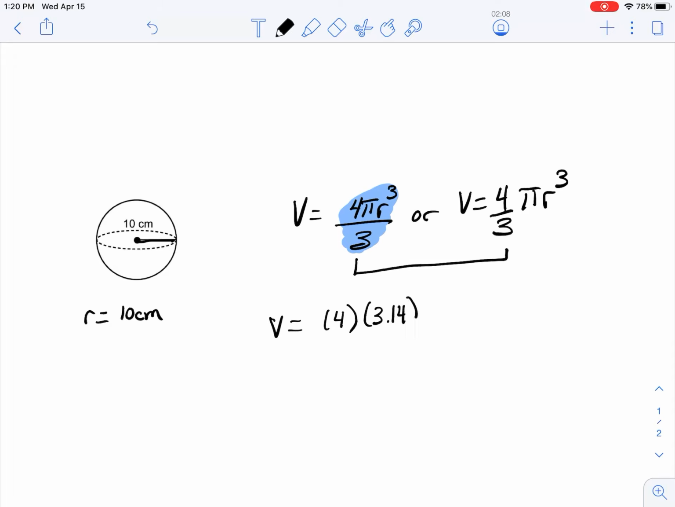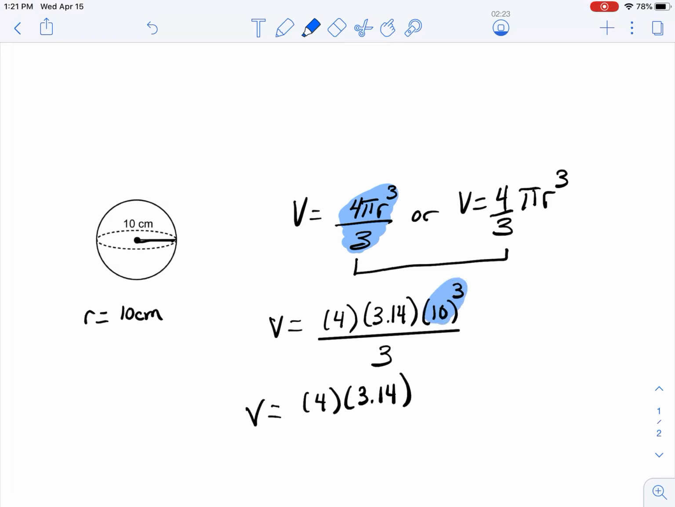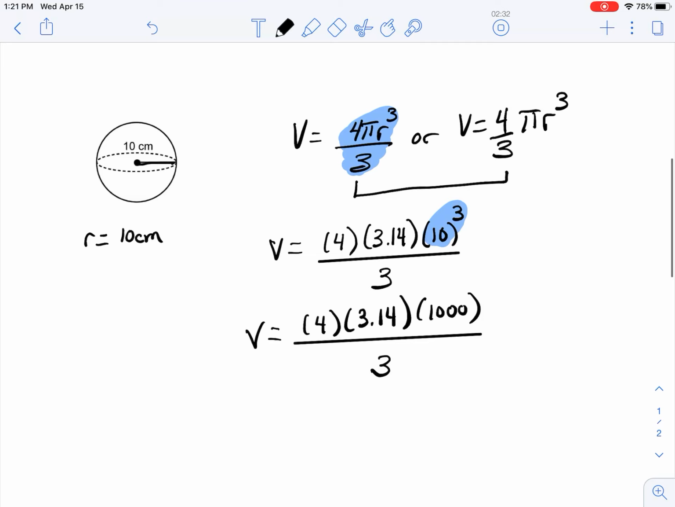So again, got my 4, got my abbreviated version of pi, or your pi button. Now be careful, it says 10 to the exponent 3 or 10 cubed, so we're going to have to make sure we put that 3 like the formula says. And we will take care of that exponent first. 10 to the exponent 3 will be 1,000. And again, taking care of that exponent.